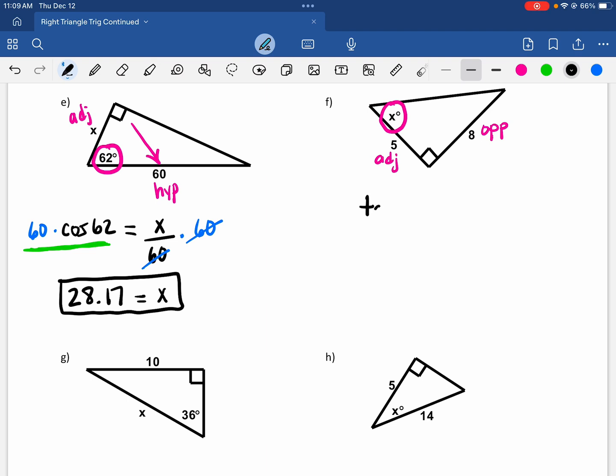So we're going to have tangent of our angle, which is X, equals, right? O comes first, so it's going to go on the top, that's 8. A comes second, that's going to go on the bottom, that's 5. This time, our X is our angle. If our X is our angle, we said we had to do inverse. So I'm going to do tangent inverse of both sides.